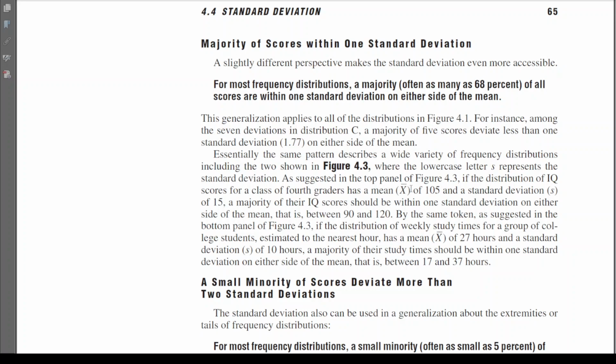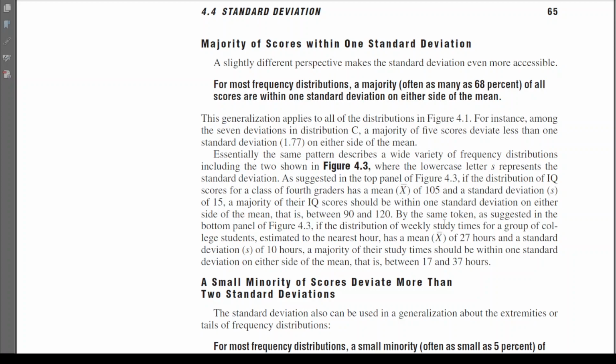As suggested in the top panel of figure 4.3, if the distribution of IQ scores for a class of 4th graders has a mean of 105 and a standard deviation of 15, a majority of IQ scores will be within one standard deviation on either side of the mean. So, one standard deviation less than the mean would be 105 minus 15, that is 90. One standard deviation greater than the mean would be 105 plus 15, that is 120. So, a majority of IQ scores should be within one standard deviation, that is, between 90 and 120.